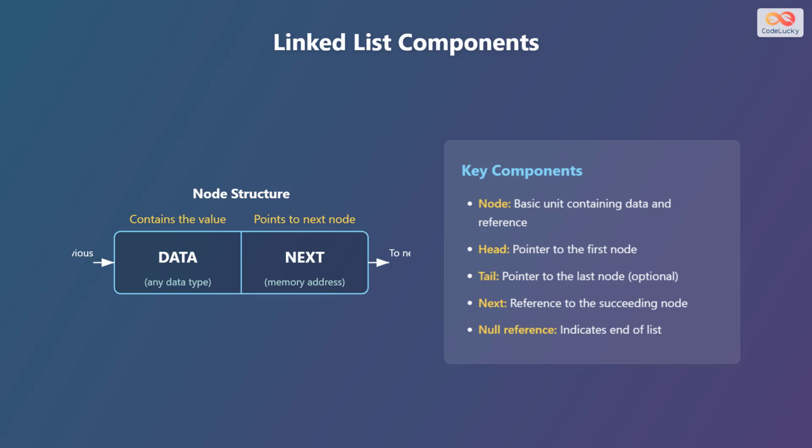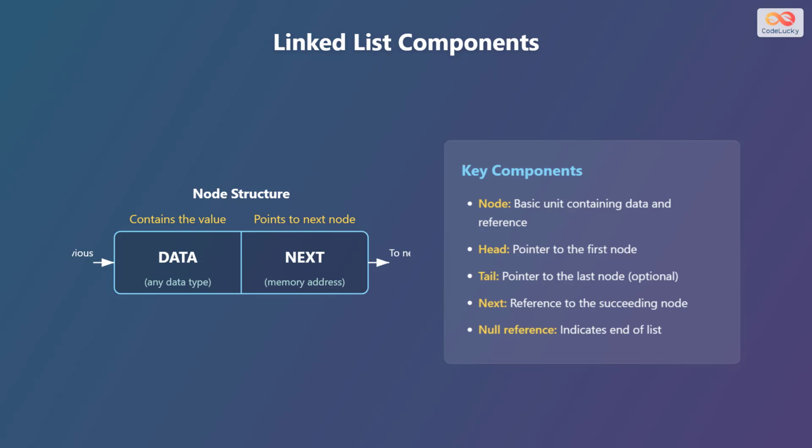Let's delve into the key components of a linked list. The node is the basic unit, containing both data and a reference, often called next. The head is a pointer to the first node in the list. Some linked list implementations also maintain a tail, which is a pointer to the last node for efficient operations at the end of the list.